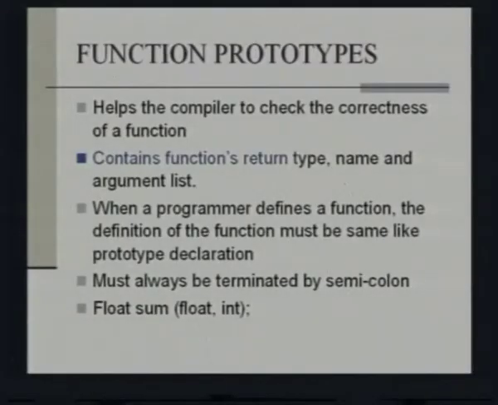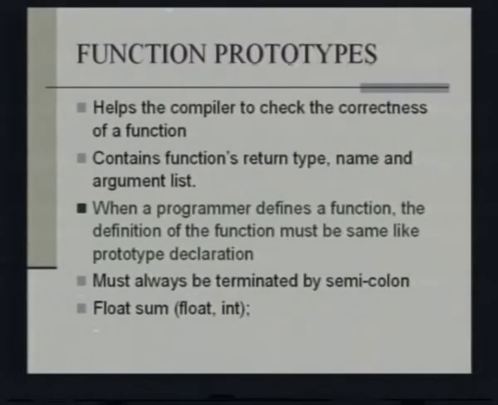So this enables the compiler to check whether the function is defined according to its prototype or whether there is any variation in it. So what does this prototype contain? It contains the function's return type, the name and the argument list. So return type I have already mentioned before, it can be void if there is no return value, or it can be an integer or float or any data type.